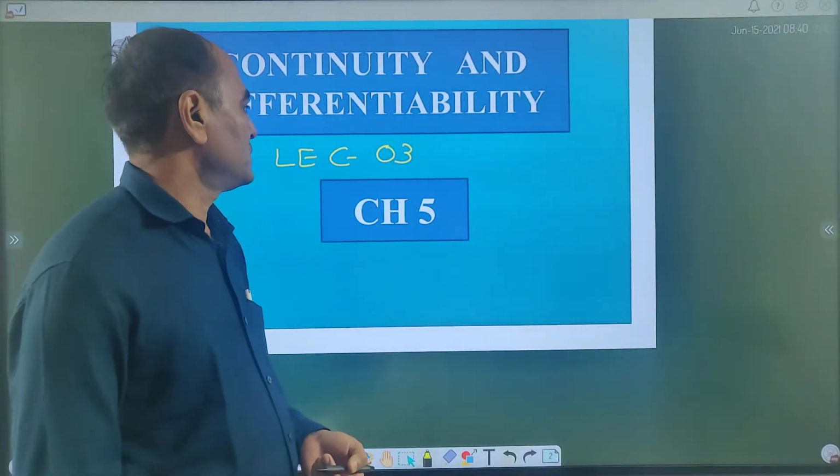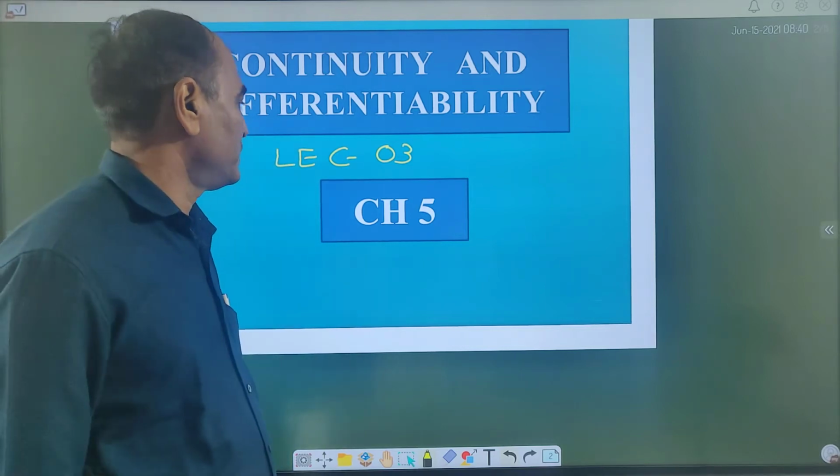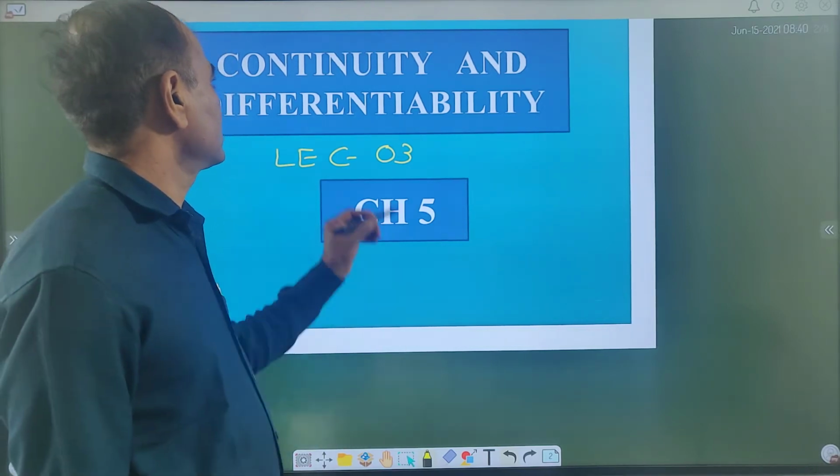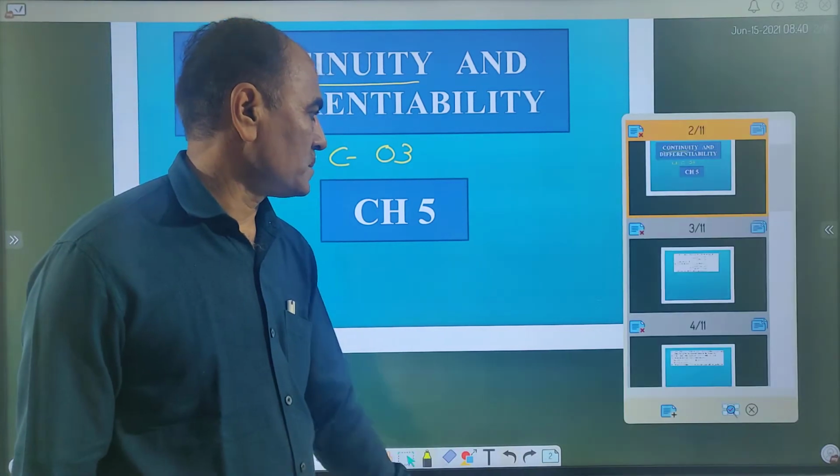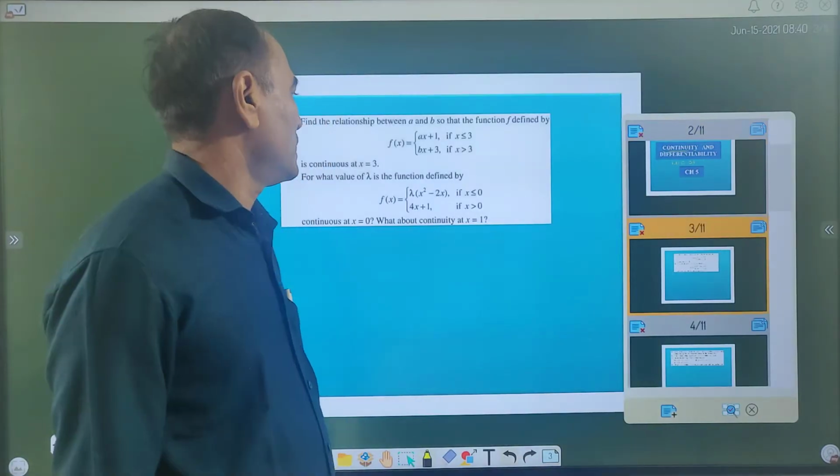Let us see lecture number 3, chapter number 5. Last time we were discussing continuity of a function. Let us see more examples today.